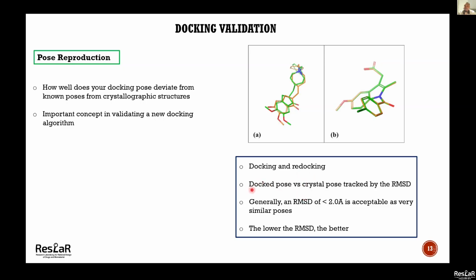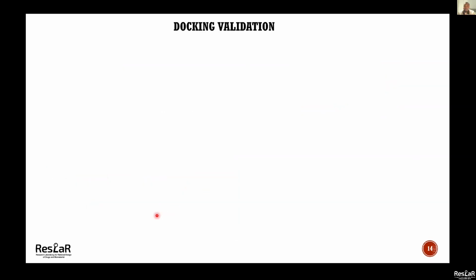You can also look at docked pose versus crystal pose, tracked with RMSD. Generally, you compute the RMSD between the docked pose and the crystal pose. If it's less than 2 Angstrom, then it can be relied on. So look at how it looks. RMSD 1.81 Angstrom, RMSD 1. So these are relatively aligned together in space. So you can trust, oh, this algorithm can really give me what I want. And that's actually how you deal with docking validation.